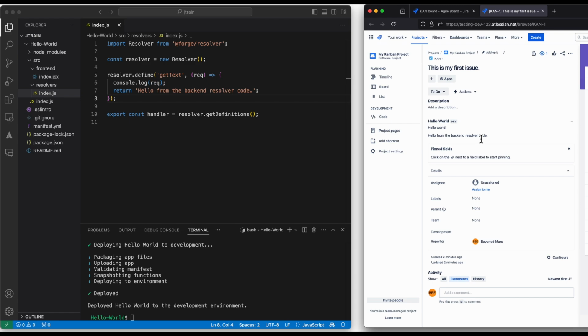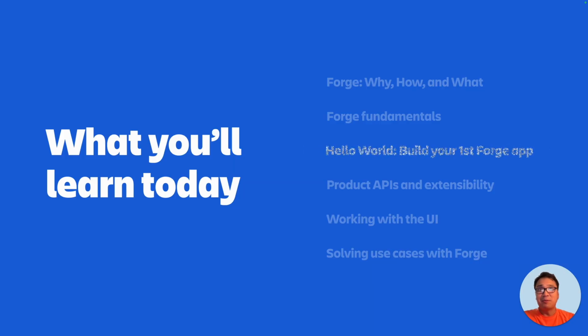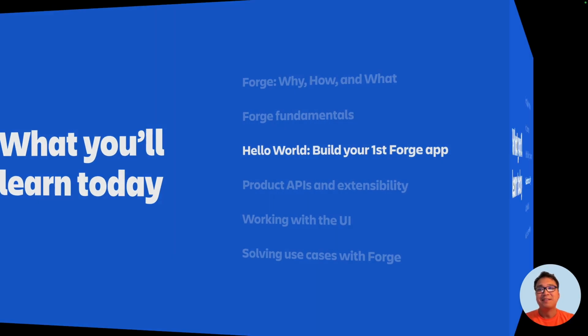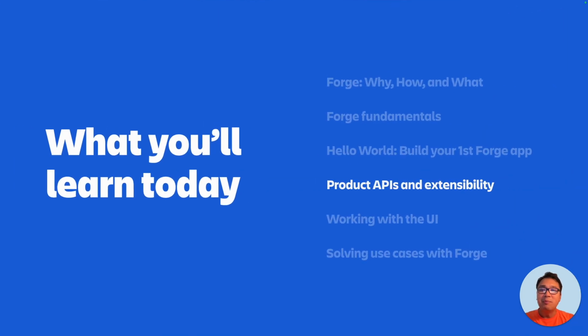Look at that. In just a few minutes, we were able to forge create, forge deploy, and forge install, and there you have it, your very first Forge app running inside Jira. To the first-time Forge app developers, congratulations. You've created, deployed, and installed your first Forge app from scratch. In the next section, we'll go a bit deeper and learn how we can add a bit more muscle to our apps.